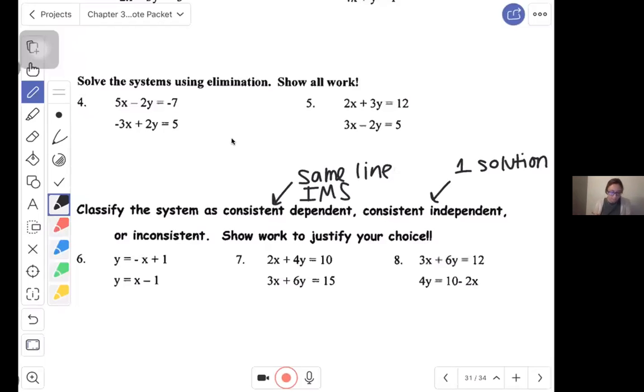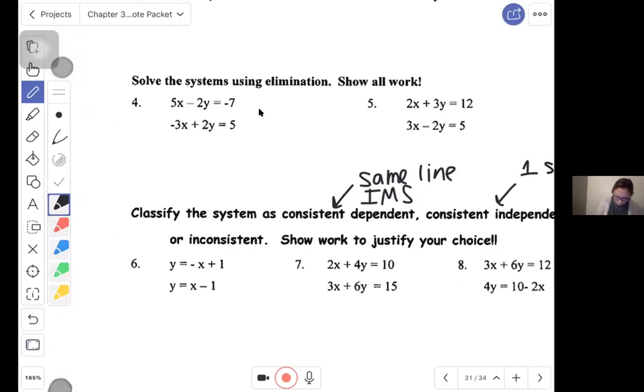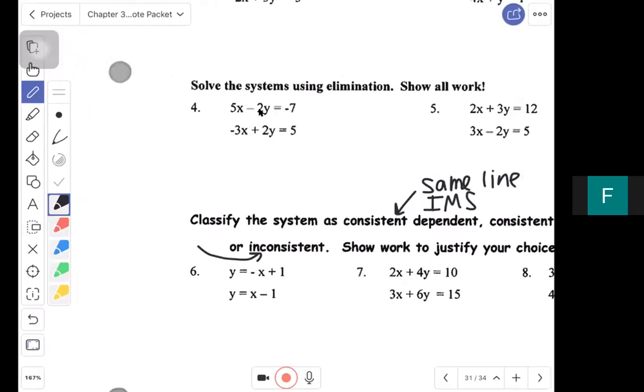Good. And then lastly, if the system is inconsistent, what does that mean? Faith, what does it mean if the system's inconsistent? There's no solution. Yeah, there's no solution. What does that mean about the lines? They're parallel to each other. Yeah. Good.